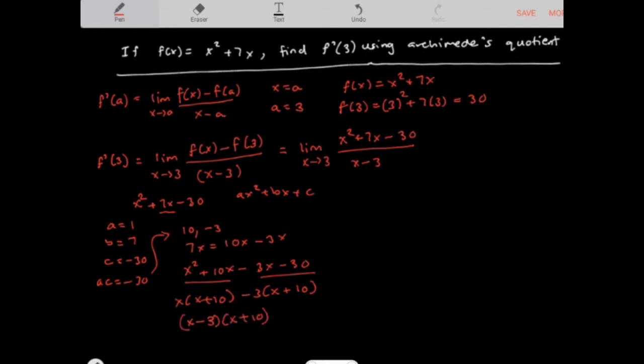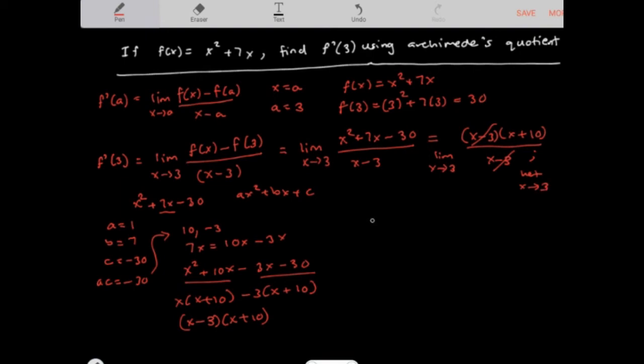Okay, so now I'm going to replace this quadratic in standard form, which looks like ax squared plus bx plus c, with its factored form. So you have, let's make some space for the limit, x minus 3 times x plus 10 over x minus 3, and then you have the limit as x approaches 3. And at this point, what you can see here is that the two factors on the numerator and denominator cancel out, and this gets rid of the restriction. So now we can actually let x approach 3.